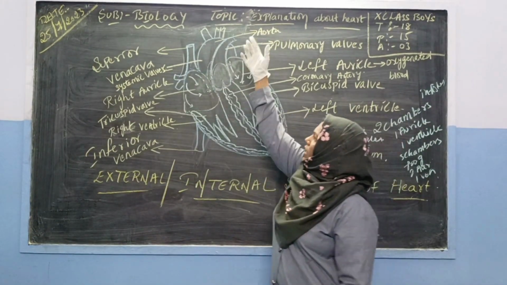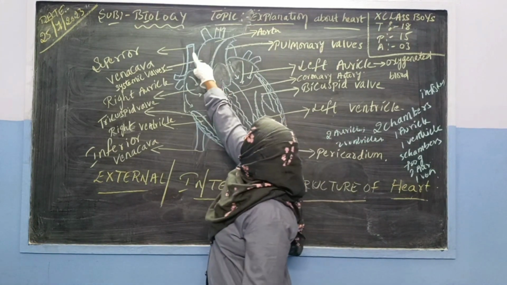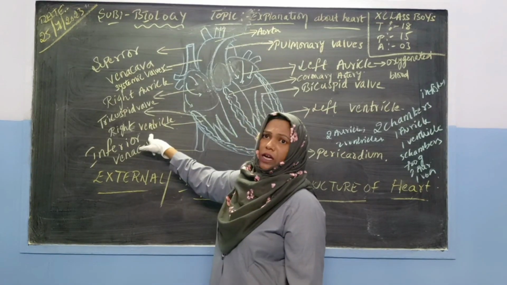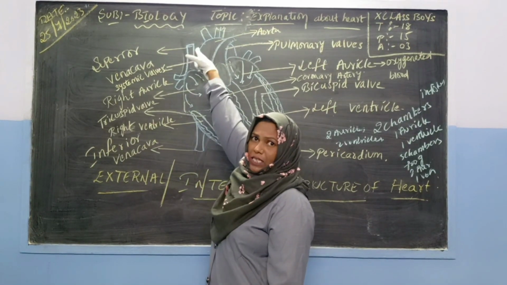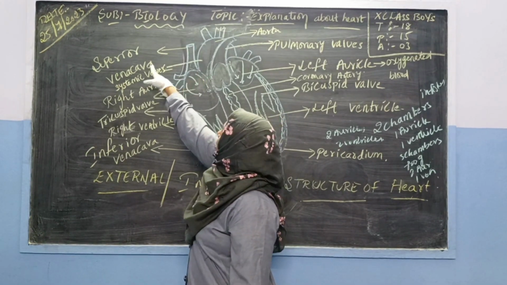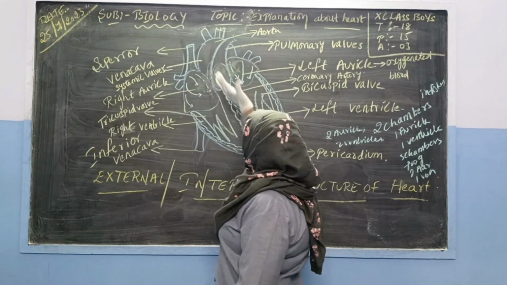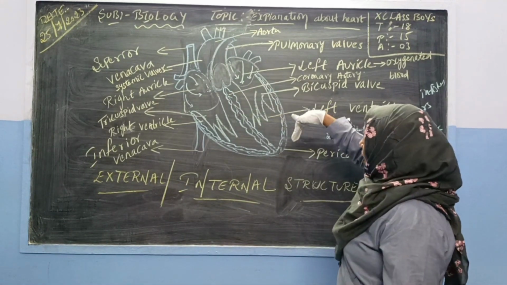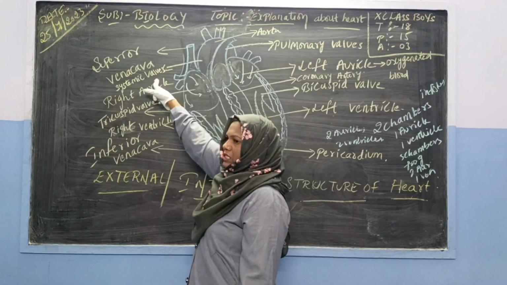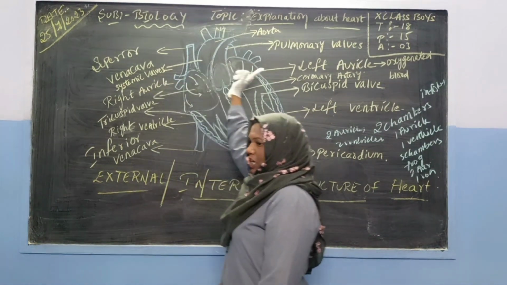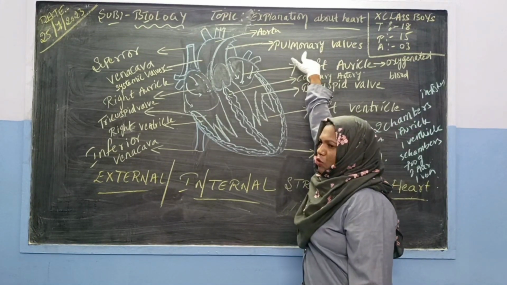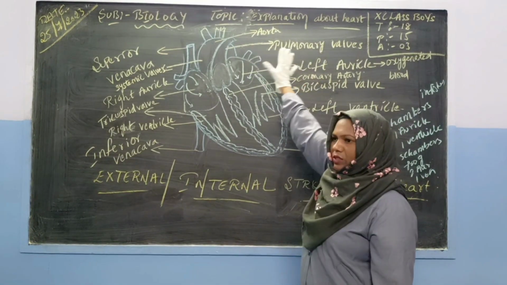One is present here. Where is it present? It is the systemic valve, present in the upper side of the right auricle. Don't get confused, it is not down or in between, it is present at the upper side. What are these valves called? Systemic valves. And on the upper side of the left auricle, the other valve is present, which is called the pulmonary valve. Okay, 2 valves are completed.